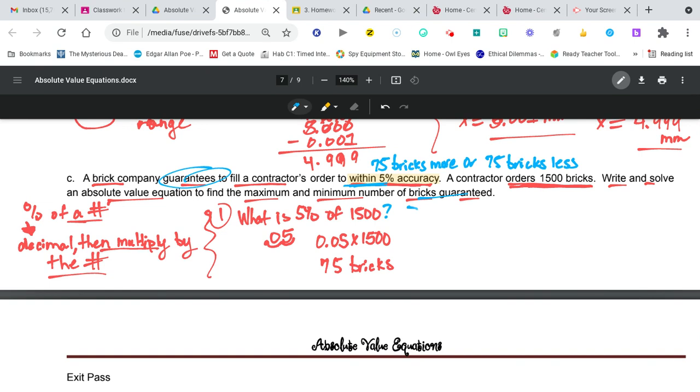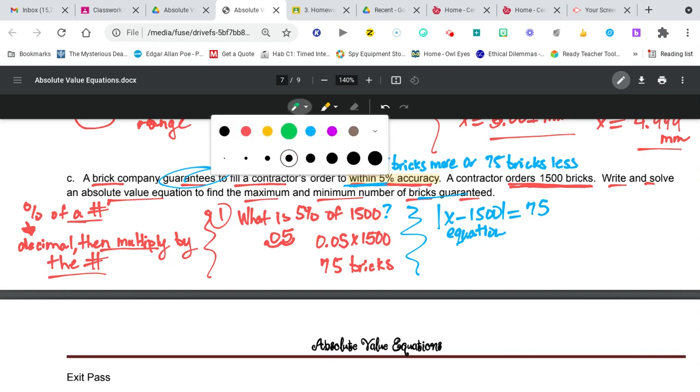Okay. All right. Now, let's take a look. I have my normal range is 1,500, so it's the absolute value of x minus 1,500. And how can the bricks change? Well, you may get 1,500 bricks, but you might get 75 less, or you may get 75 more. So the change could be within 75, either way, up or down, above 1,500 or below 1,500. So that's my equation. But I also have to solve it.